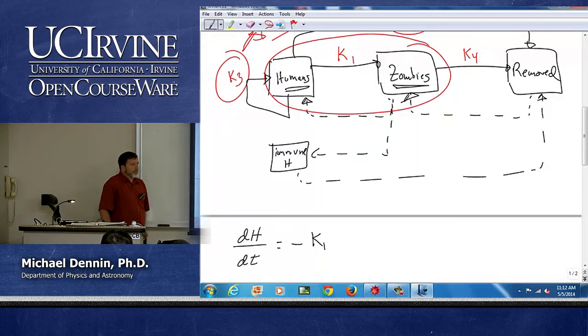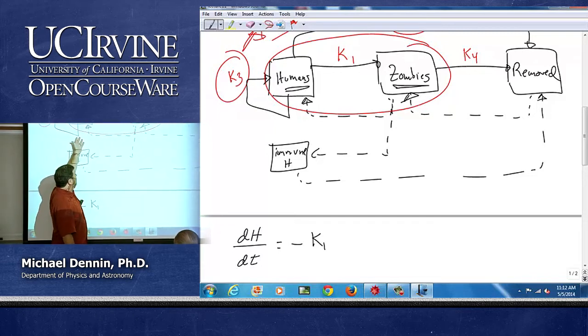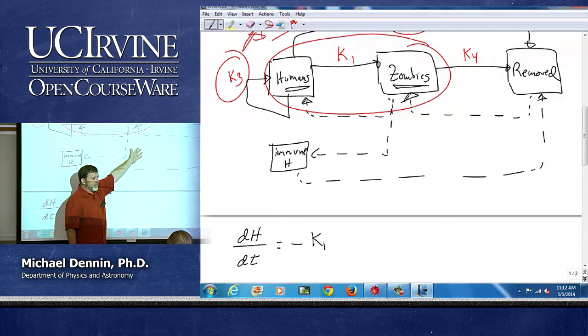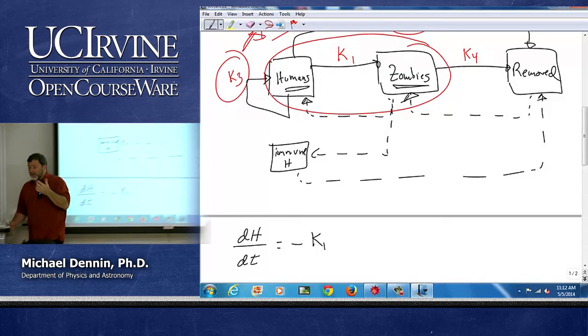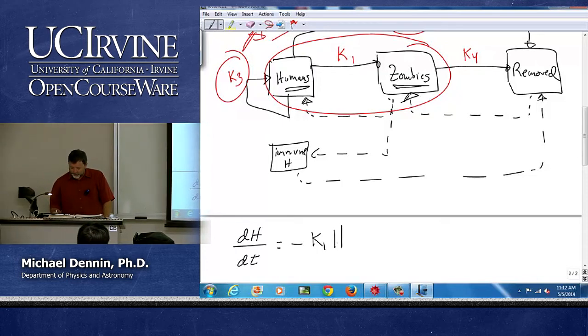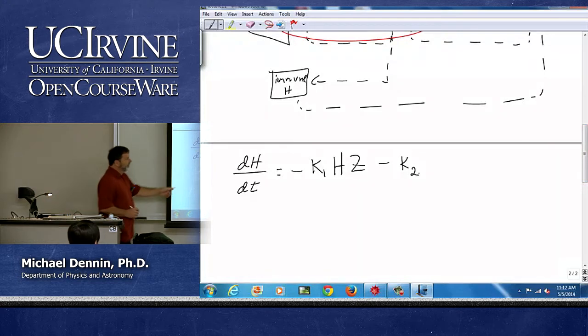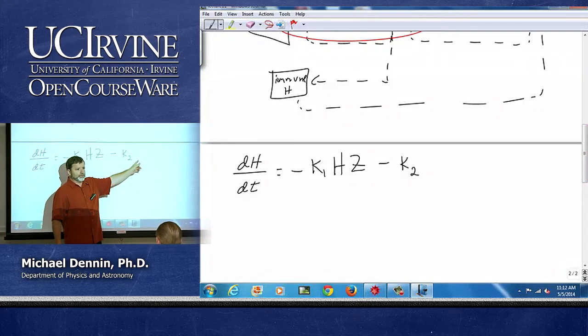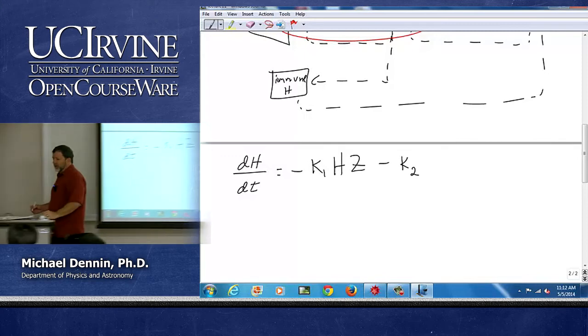Amount of zombies. The amount of zombies and the amount of humans, right? If I don't have any humans, they can't turn into zombies. If I don't have any zombies, they can't turn a human into a zombie. This is an interaction term. That's why I call it a coupling constant. It's an H times a Z. Now, compare that to the rate at which humans are removed from the system. What is that rate related to? Just what? Just humans, right? They're removed at some rate proportional to what they are.